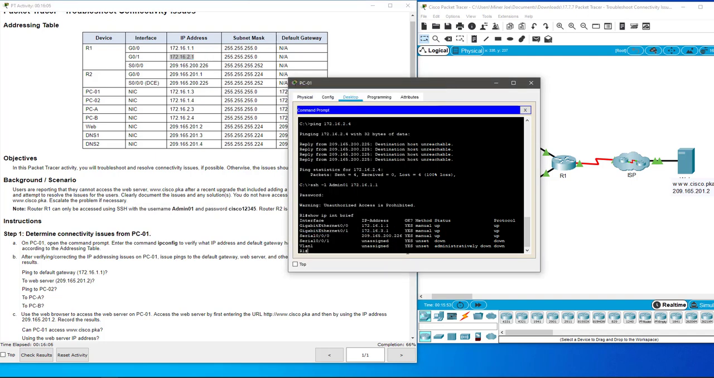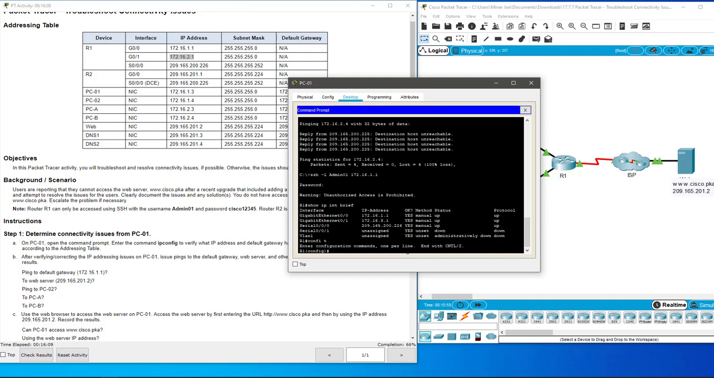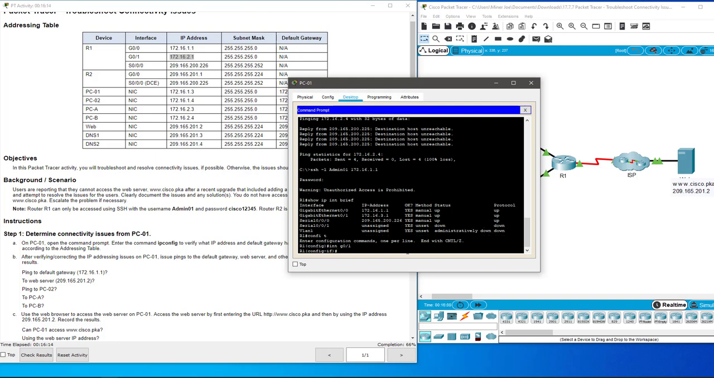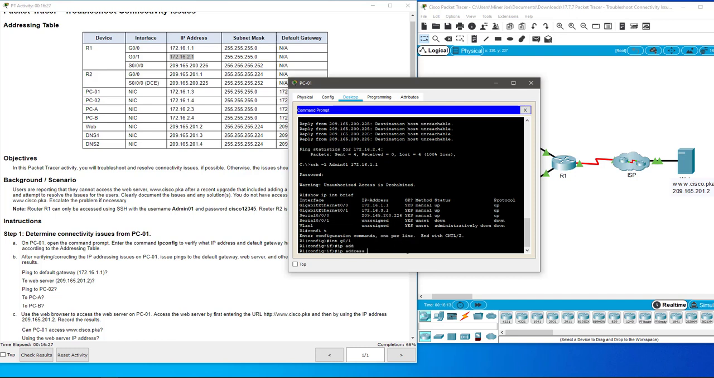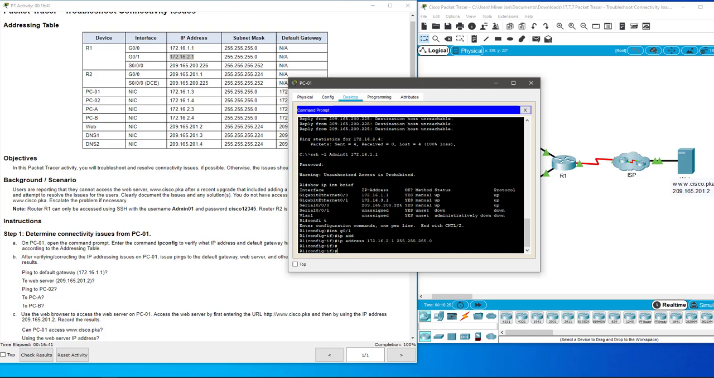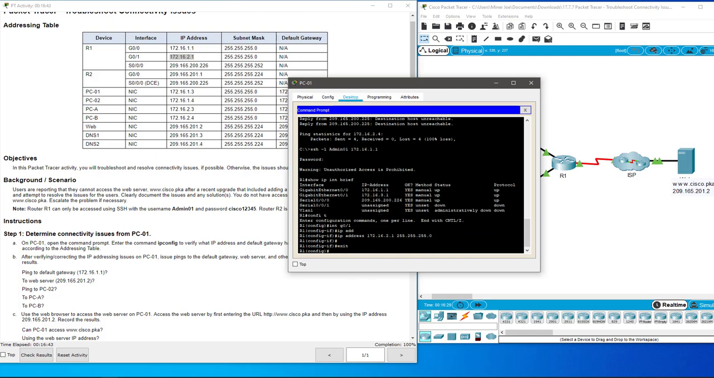So let's go ahead and fix that. So we'll do config t, and we'll do int G0/1. And here's the thing. With IPv4 addresses, any given interface can only have one IPv4 address. So we don't have to do no ip address 172.16.3.1, we can just do ip address. We can just put in the correct address because there can only be one entry. And that should have fixed our problem.